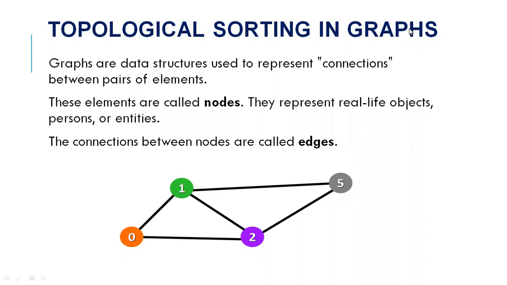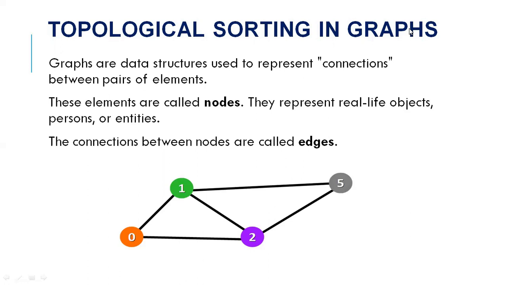Topological sorting is a data structure. It is one of the non-linear data structures. Actually, the main focus of topological sorting is that we have to arrange the jobs in a specific order. That is the main focus of topological sorting.